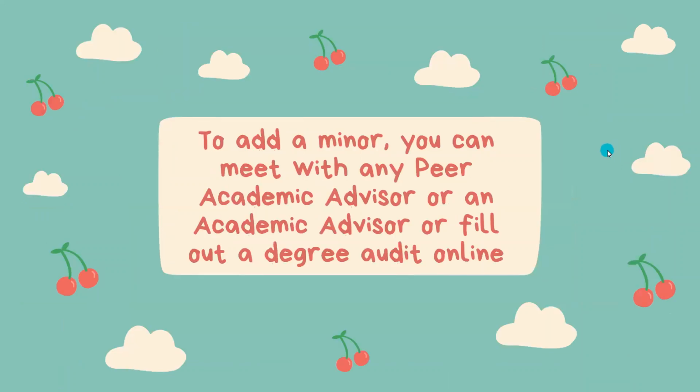So then to add a minor, you can meet with a peer academic advisor or a full-time academic advisor, or you can do it online by filling out a degree audit. And that form will be on our website under the forms tab.